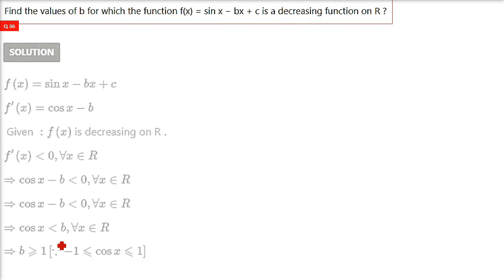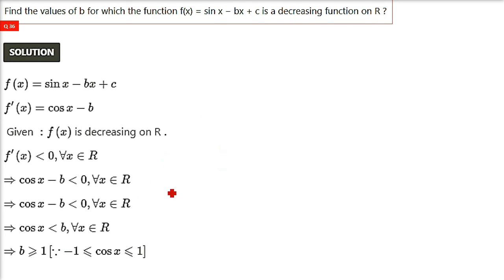Now this is how we are going to write it. And please remember, cos x should be between -1 and 1. This is the whole logic of this question. Since b is greater than cos x, and the highest value of cos x is 1, that is why b is greater than or equal to 1.